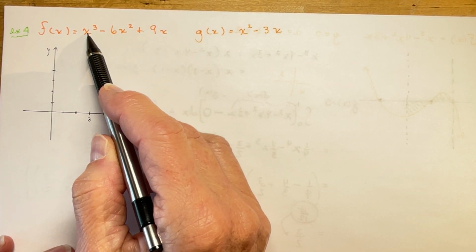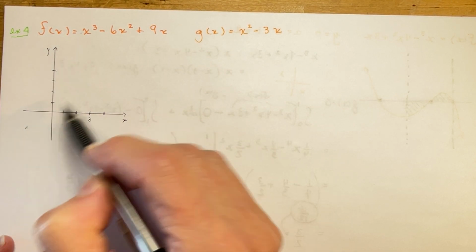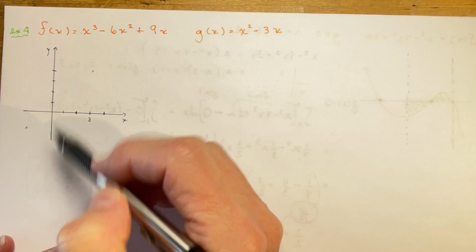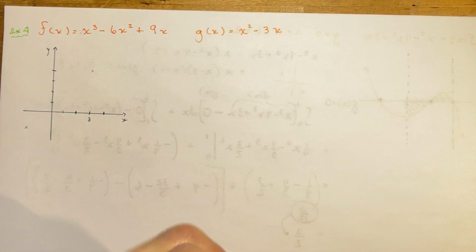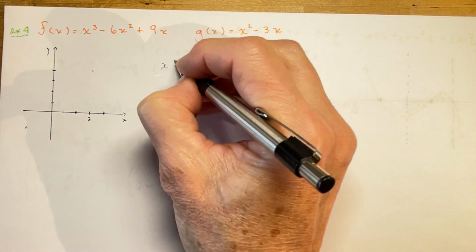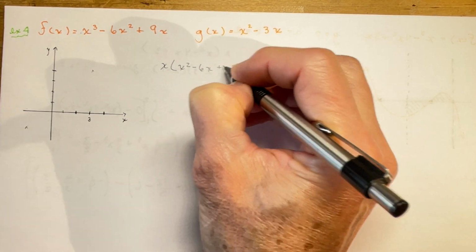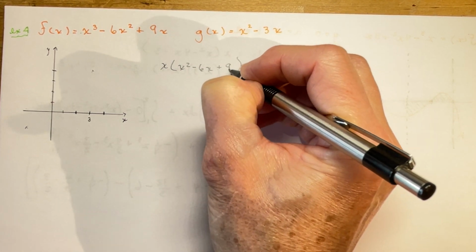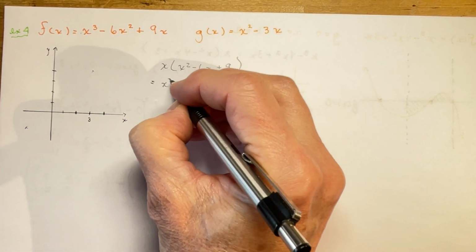Again, it's a positive leading coefficient. There's a 1 here, it's positive. So that means I'm going from this quadrant to this quadrant. So if I can find the zeros for that function, it's going to be pretty easy. Okay, so let's factor out an x. So I'm going to get x squared minus 6x plus 9. And that should look really nice to you, because this is a perfect square trinomial.